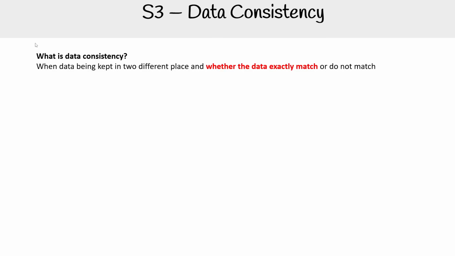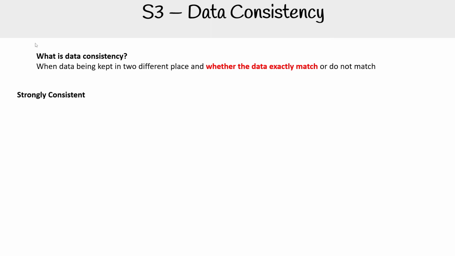What is data consistency? This is when data is being kept in multiple places, and it's about whether the data exactly matches or does not match, hence the word consistency. When we're talking about cloud, there are two terms you should know: strongly consistent and eventually consistent. Let's talk about what these things mean.